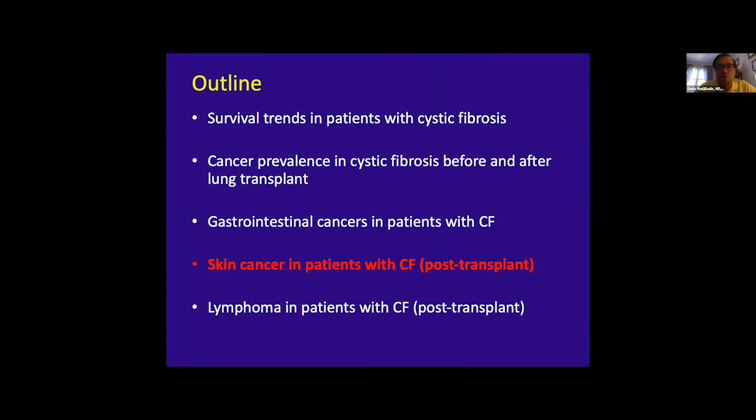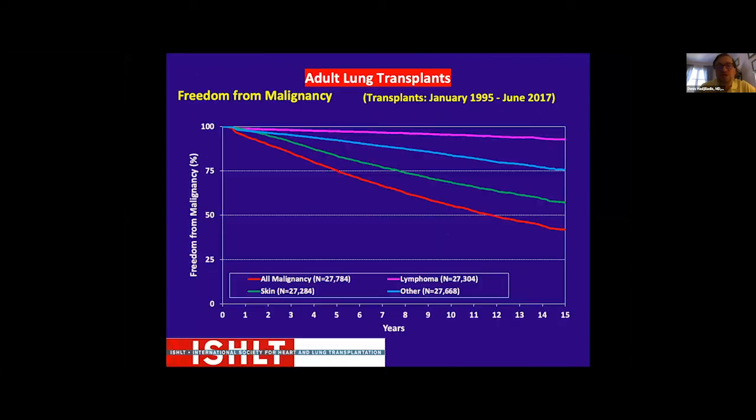I'm going to go out of GI cancers now and go to the skin cancers, and we're going to focus mostly post-transplant here. Here is the survival of lung transplant recipients, and this is cancer-free survival. Cancer is pretty common, and you can see that about half the patients are going to have some form of cancer by 12 years. The most common one is skin. You can see that skin is present in about 50% of patients by year 15. That's the green line.